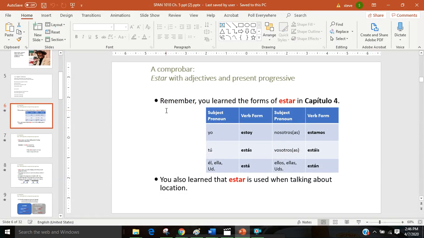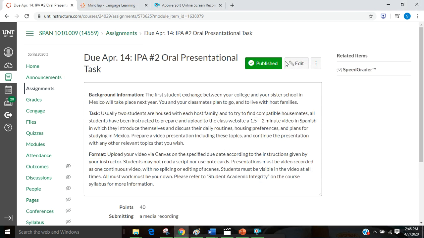Okay, primero, a ver el verbo estar. Aquí hay las formas. Estoy, estás, está, estamos, están. And we've learned that estar is used when we're talking about location, so we're going to do a review activity for that. Page 116, activity 413 in the textbook.